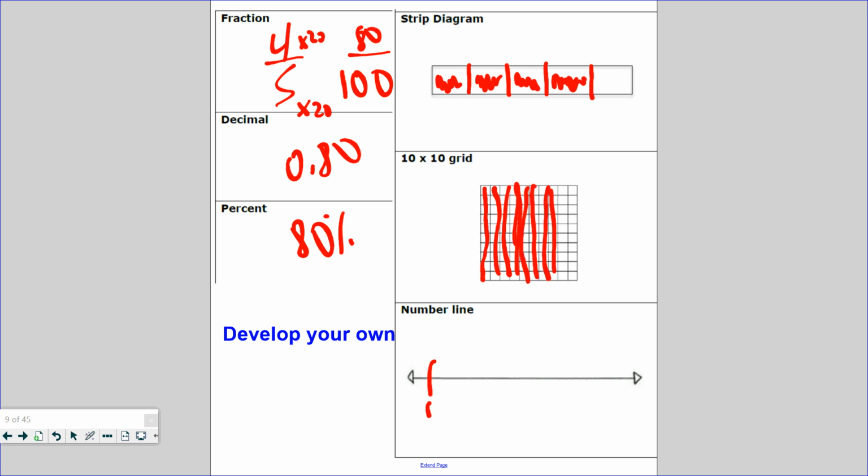And now on this number line, where would I find 4/5, 80 hundredths, 80%? This is 1/2. I know it's more than half, so 80% will probably be somewhere right here. 4/5, 80 hundredths. And that is how to represent percent using a strip diagram, 10 by 10 grid, and number line.